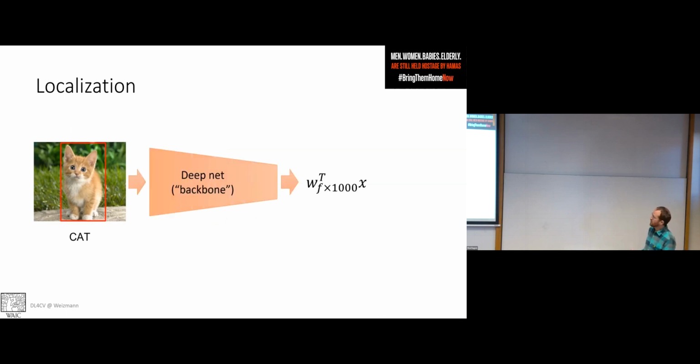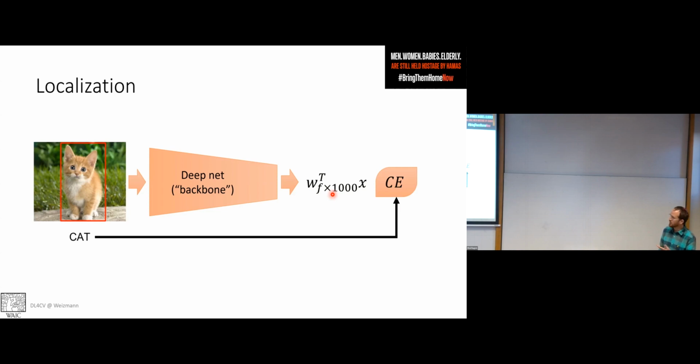For classification, we have a deep neural network, a backbone, and it outputs a feature X, and we have a linear layer that projects these features and classifies them into one of the 1,000 classes we have. This is image classification. And we train this with cross-entropy loss. So we have a discrete label, cat. We predict some probability over all the classes, and we have cross-entropy loss, and we propagate the gradient to the network.